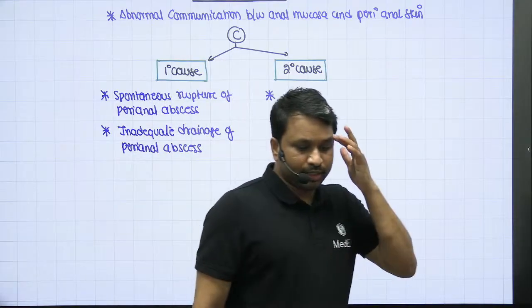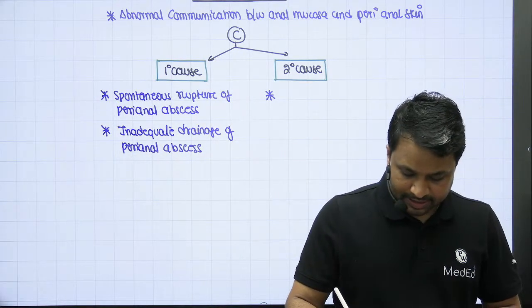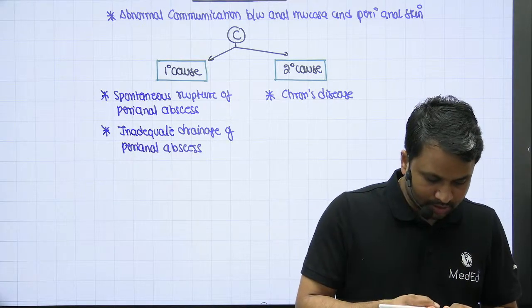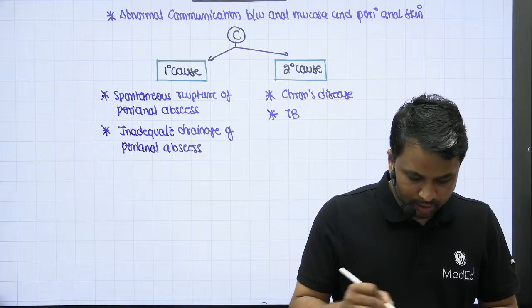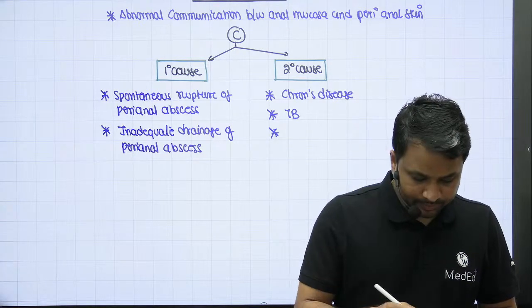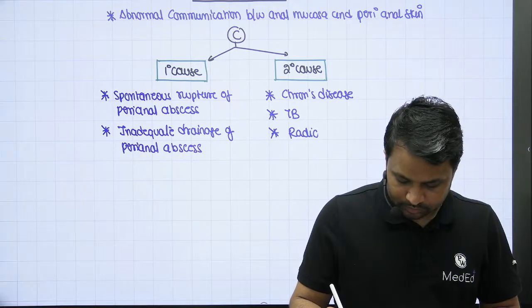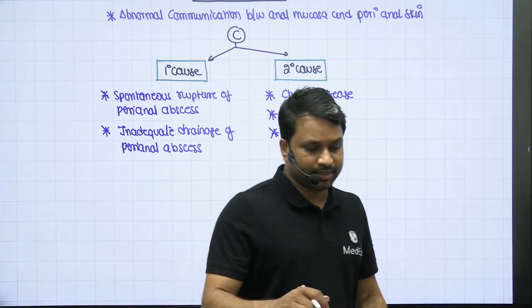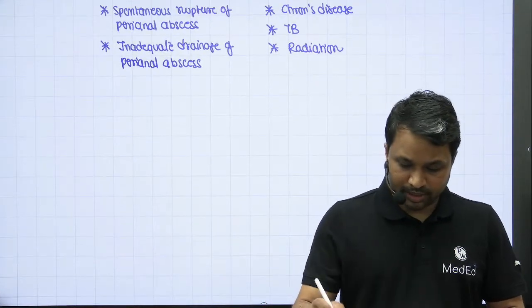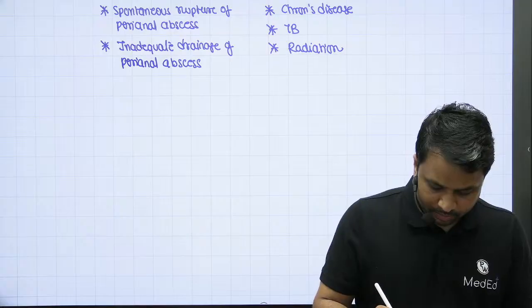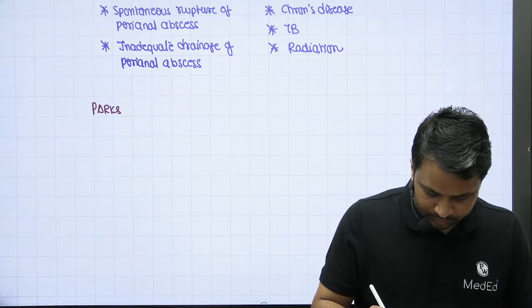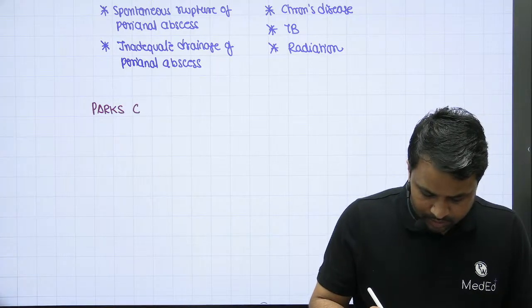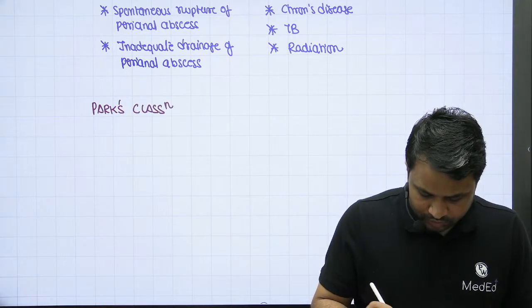Right. So among the secondary causes, it can be secondary to Crohn's disease, tuberculosis, or radiation. So Crohn's, TB and radiation are the secondary causes. Now, based upon how they are, there's a classification which is called the Parkes classification of the perianal fistula.